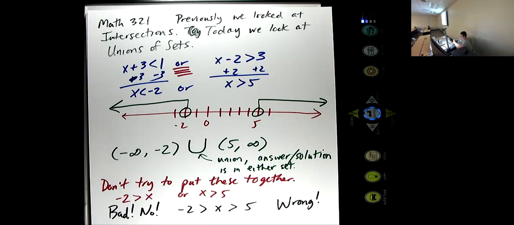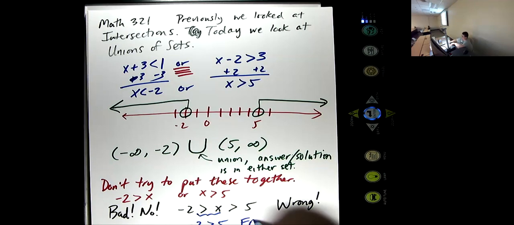I was telling you yesterday we should be able to remove the x in one of the signs, and notice what happens if we do. If we remove this part, we have -2 is greater than 5, which is false. So this whole thing is wrong. Don't do that. Don't put them together.